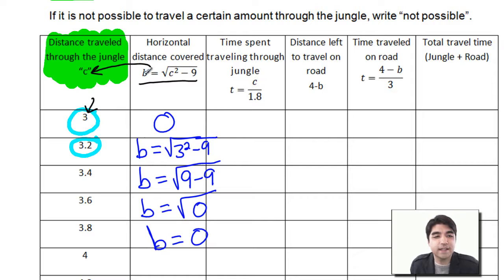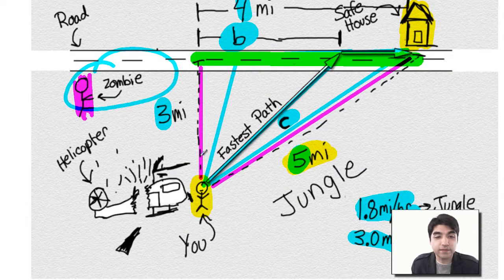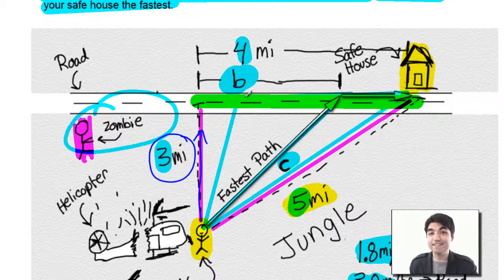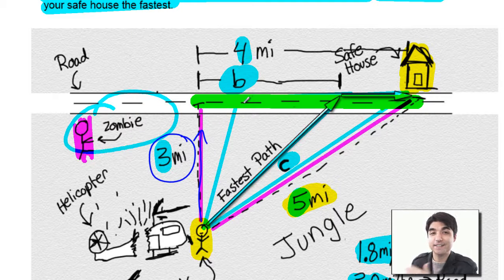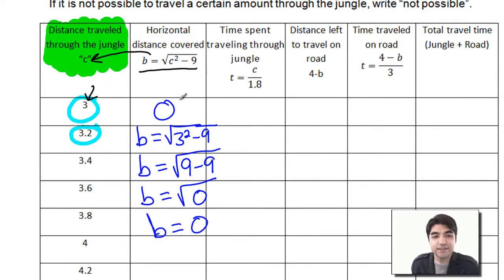And that makes sense, right? If we travel 3 miles through the jungle, let's look at that. Traveling 3 miles through the jungle would mean that we went straight up from where we were. If we went straight up to the road, then we didn't travel any distance horizontally to the house. Does that make sense? So we traveled 3 miles up through the jungle to get to the road, but we still have that full 4 miles to the house. So we made no progress.